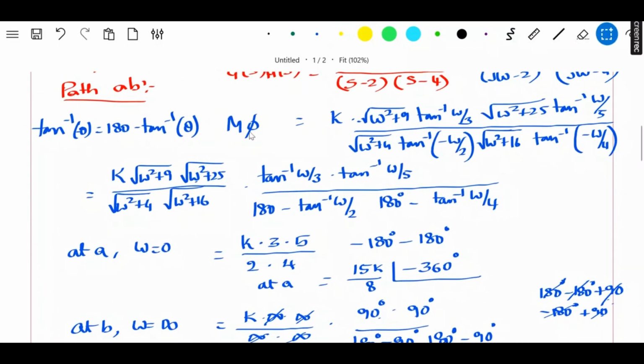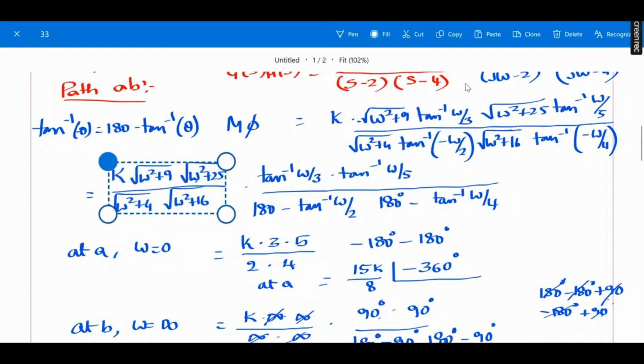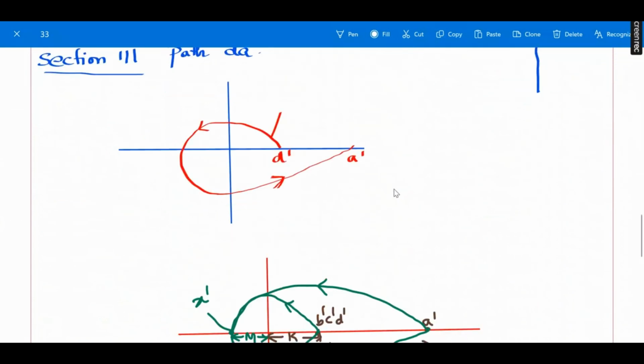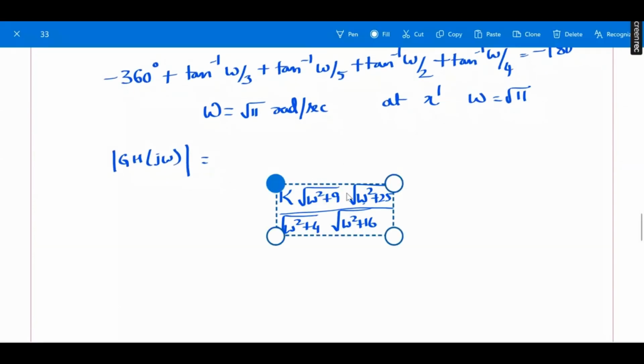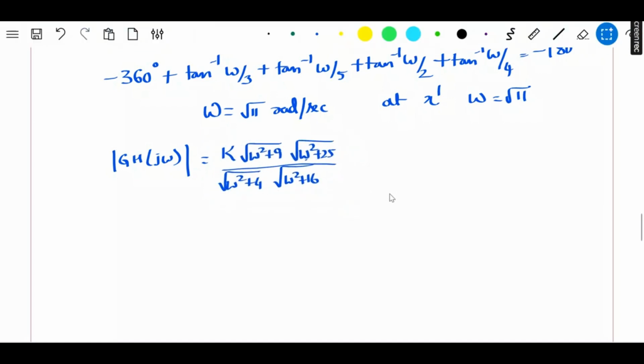So let me take that magnitude and copy it at the bottom. This is the overall magnitude that we got. So I take it to the bottom and paste it here. Now this is the total magnitude equation which we have got.